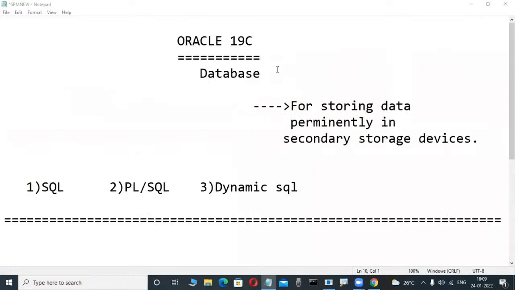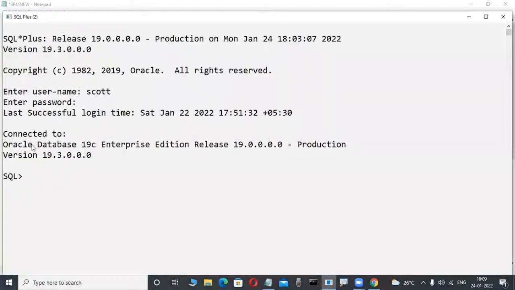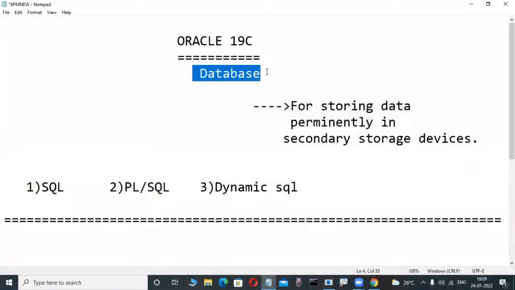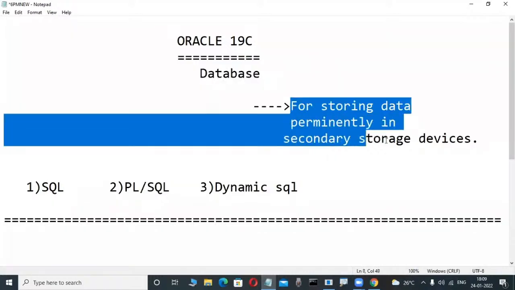Concentrate here on what I am telling. Anybody who did not attend the previous classes, don't worry. Simple. Oracle is a product from Oracle Corporation. 19c is a version. Don't worry. This Oracle is a database product. This is just for an idea, for newcomers: a database product. What is the purpose of this database product? It is for storing data permanently in a hard disk.